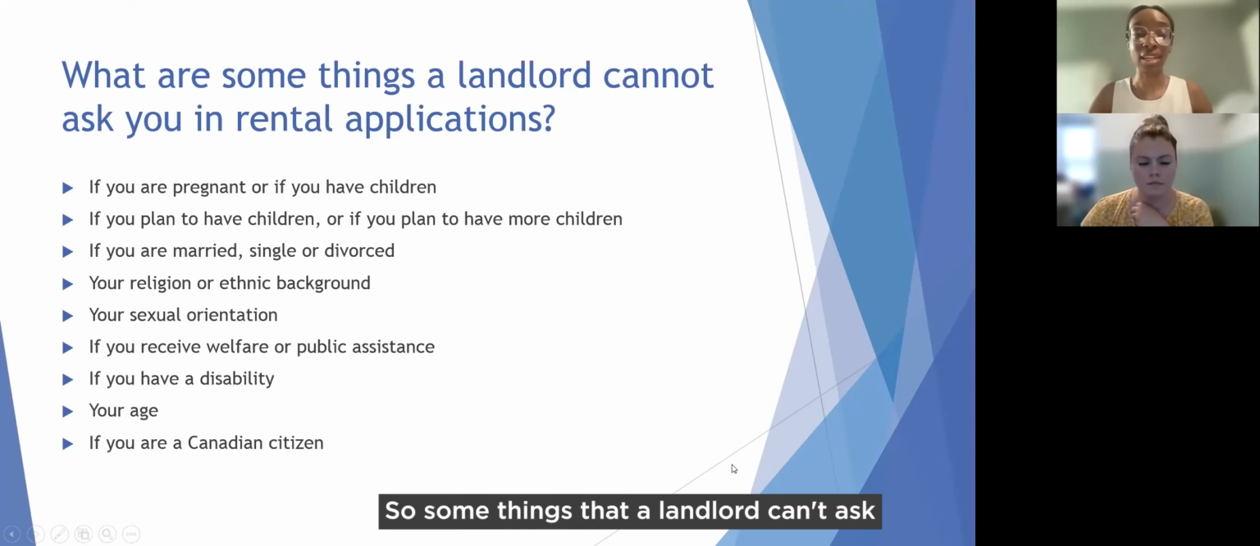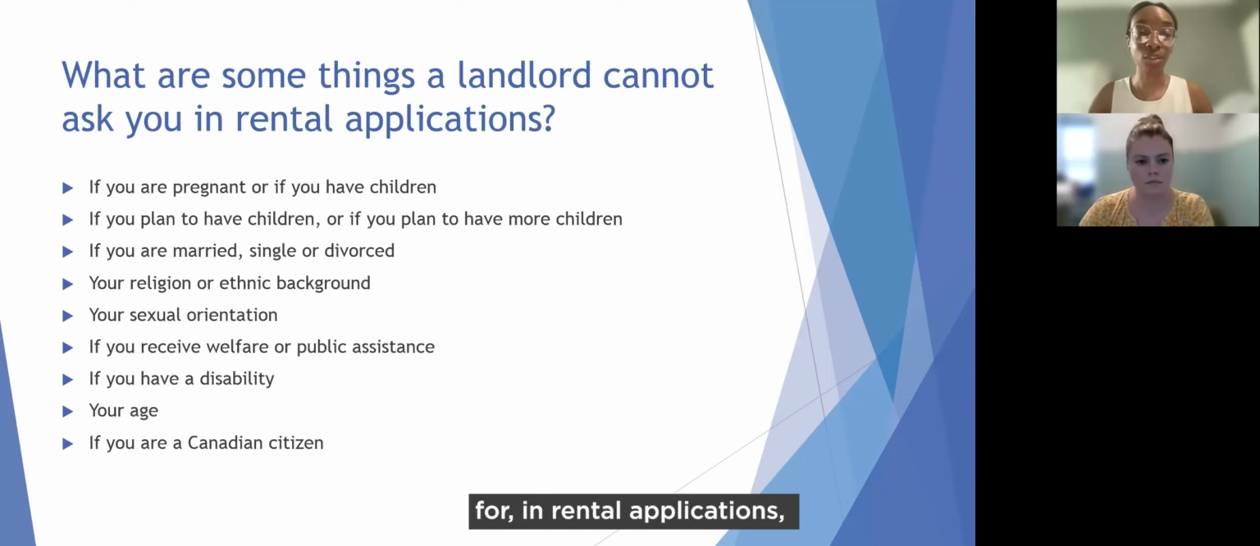So some things that a landlord can't ask for in rental applications: if you're pregnant or if you have children, if you plan to have children, or if you already have children, if you plan to have more, if you're married, single, or divorced, your religion or ethnic background, your sexual orientation, if you receive welfare or public assistance, if you have a disability, your age, if you are a Canadian citizen.